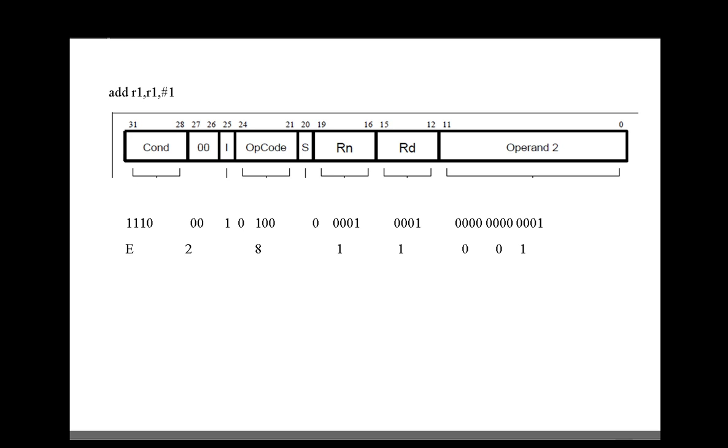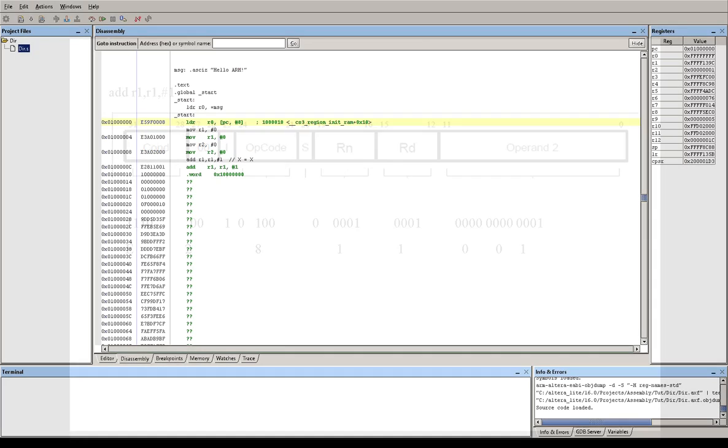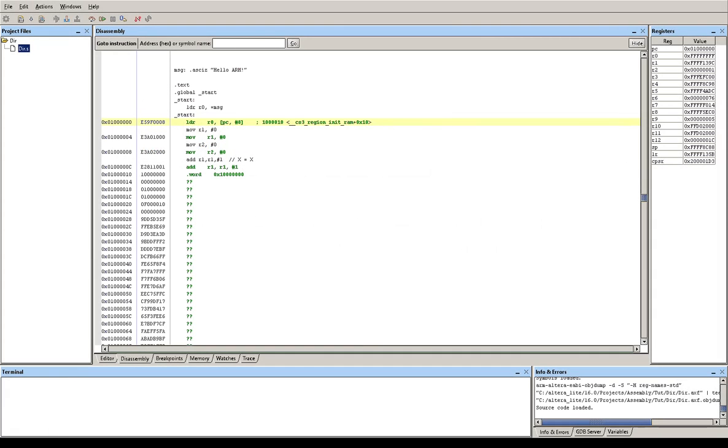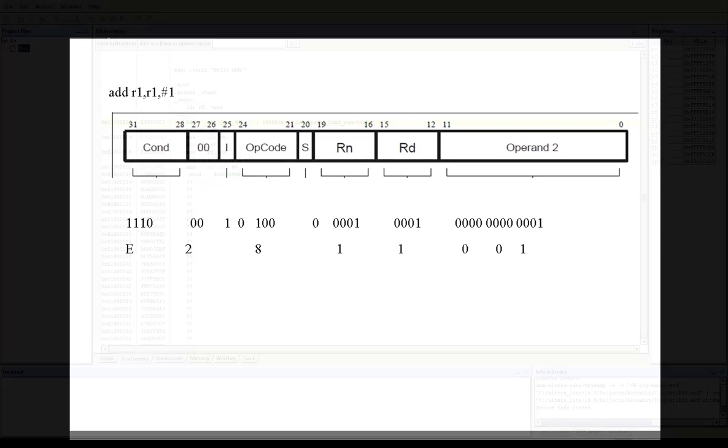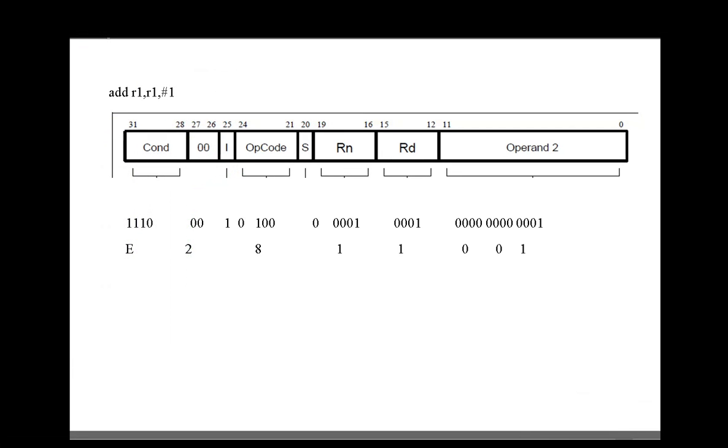Now, let's see if this matches what the assembler spit out. I went ahead and assembled and loaded this program to the board. So this is my instruction, add R1, R1, hashtag 1. The assembler says the machine code for this instruction is E2811001. If I look at my hand assembly, it's E2811001, which matches what I have with the assembler.